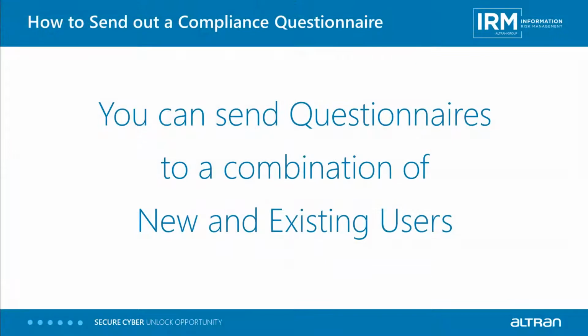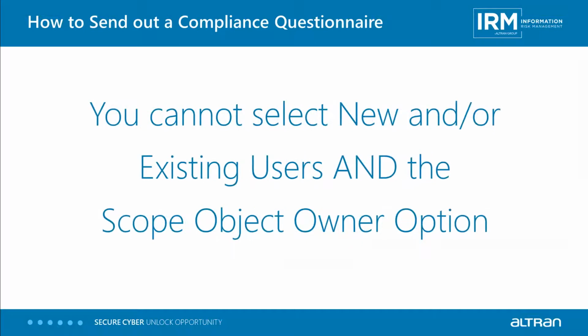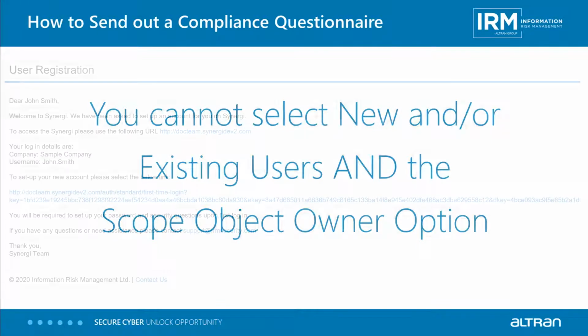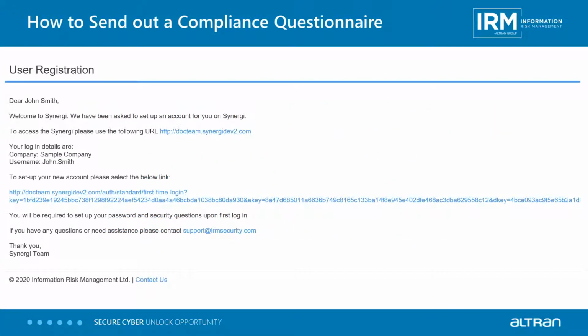Since you can send compliance questionnaires to multiple users, you can choose a combination of new and existing users should you wish to. Please note, you cannot select the new or existing user options and the scope object owner option. If the questionnaire is being sent out via the Authenticated mode and also being sent to new users, these new users will have to create an account in order to access the questionnaire. Any new users will be sent a user registration email along with the questionnaire emails.